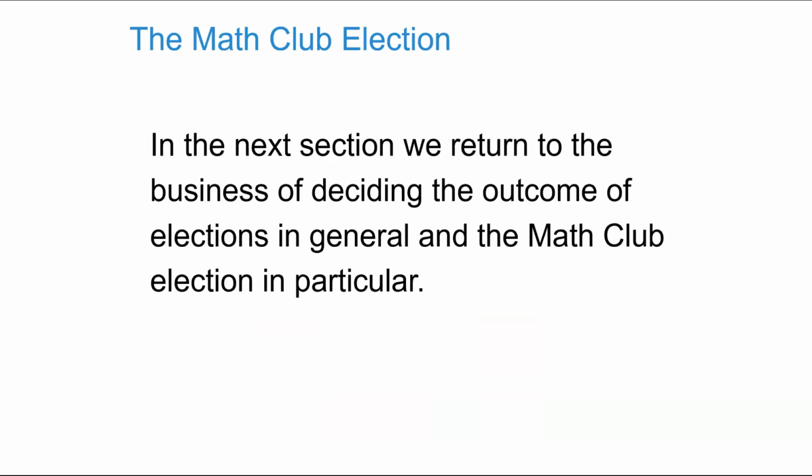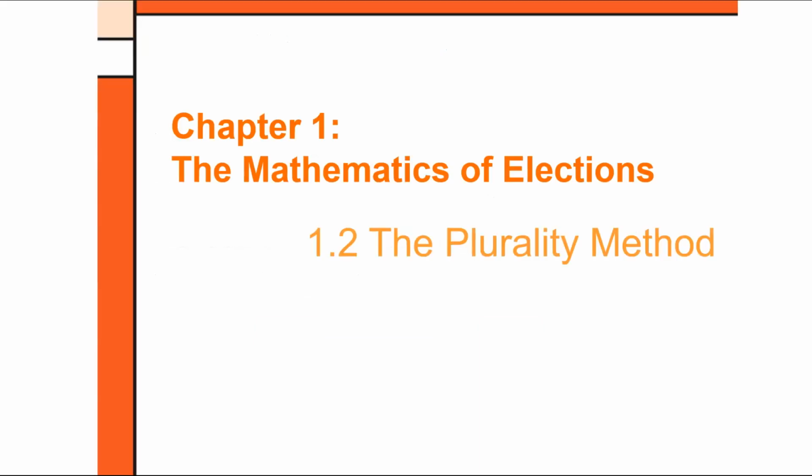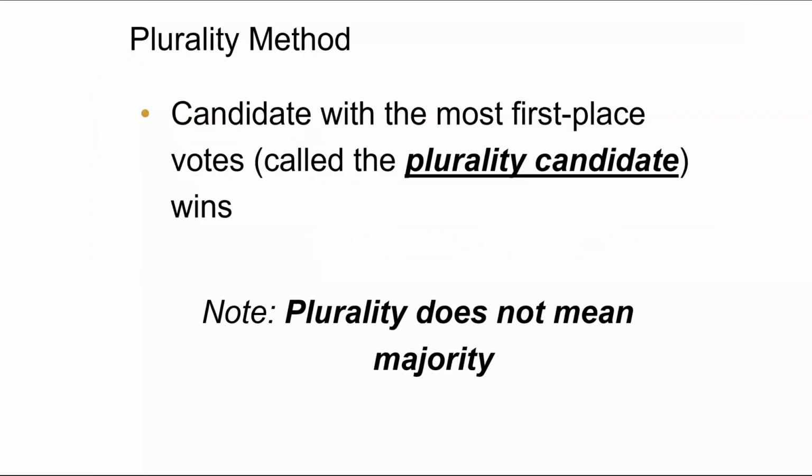So now in 1.2, we're going to discuss some outcomes. So let's talk about the first of our 4 methods, the plurality method, section 1.2. In the plurality method, the candidate with the most first place votes, or the plurality candidate, wins. Now, it's really important. Majority is a really common word in our culture, and plurality is not majority. Majority means more than half. Plurality just means the most first place votes.